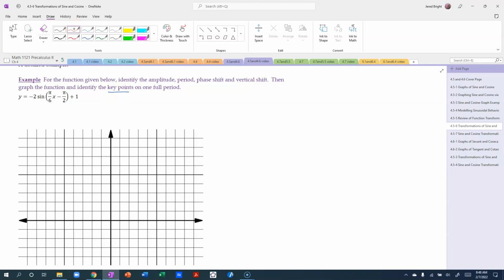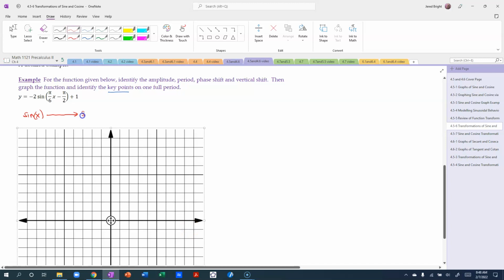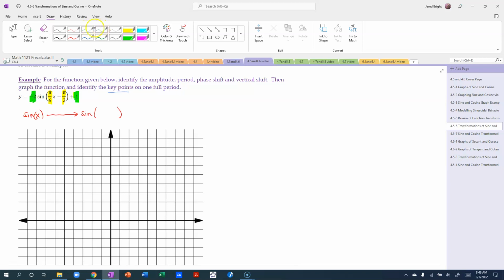First thing, I want to imagine that this is normally a sine function, so we might have sine x normally. And then something happens to it. We're going to need to do some horizontal transformations. So we have sine of something, and there are actually 2 of them: this pi over 6 and this pi over 2. Those are both horizontal, and the 1 and the negative 2 are vertical scaling or vertical transformations. So we need to work those out.